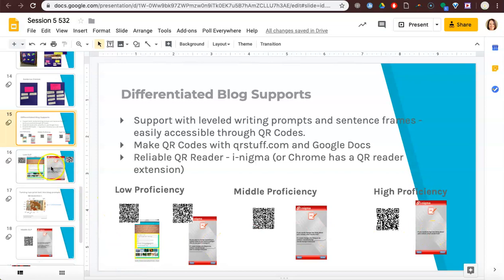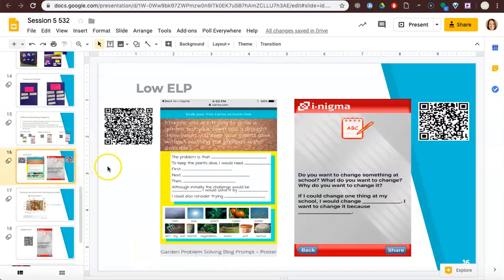So this is what they looked like. Students would scan the QR code, and if you scan this QR code, this will come up. And I created this in Canva. And so here's the prompt. Imagine you are trying to grow a garden, but your town has a drought. How would you give your plants water without wasting the water that's available? So here's the prompt. Here are sentence frames you can use. And then here's a visual word bank. So this is for students who are newer to English and need all of those supports. And when they scan it, they get all of those supports in one.